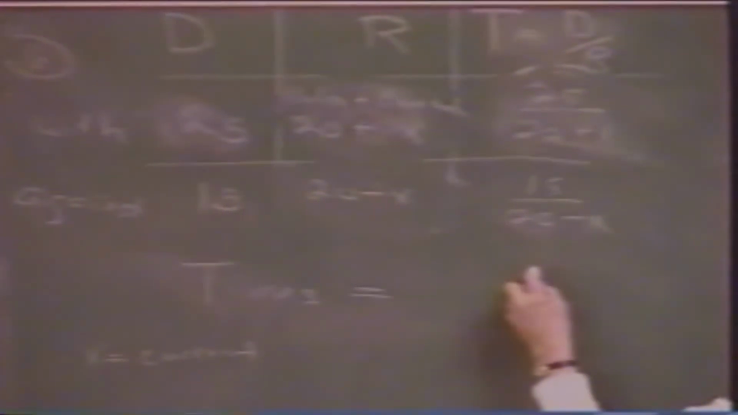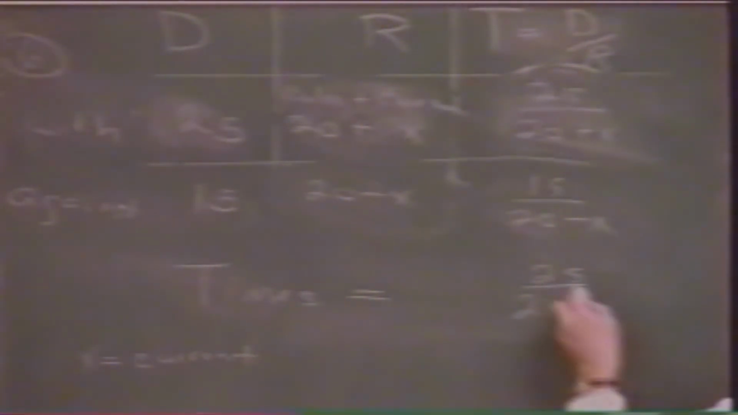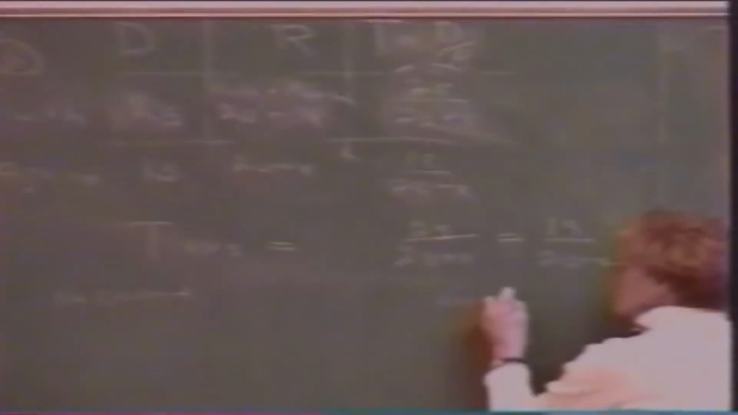And notice it says same amount of time again. So you set these things equal to each other. 25 over 20 plus x equals 15 over 20 minus x. And if you work it out, you'll get that x is 5 miles per hour. And that's the current speed, 5 miles per hour.